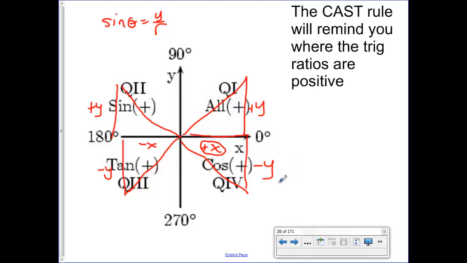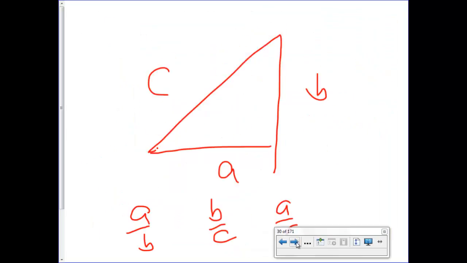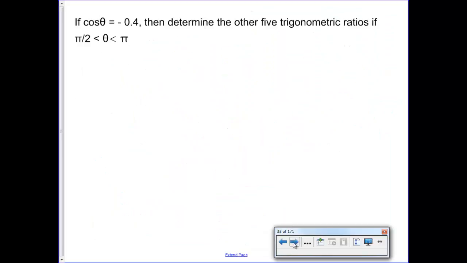Okay. Here's what this means then. There's an acronym that kids often learn. It's called CAST. C-A-S-T. What it means is that everything is positive here. Only sine is positive here. Only tan is positive here. And only cosine is positive here. And we can use that to help solve some problems. Okay. And I'd like to just hop into my problem that I've got way back here.